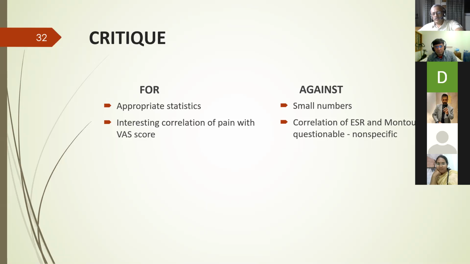And again, on the other side, they have correlated ESR and Mantoux, which are very non-specific. As Ramakrishna sir rightly pointed out, you could say VAS also is like that. But to me, ESR and Mantoux are even more non-specific than somebody's VAS score. That's why I put it in the against column. And when you're comparing things like this, statistics may give you some significance, but its clinical significance has to be questioned. Your comment, sir.